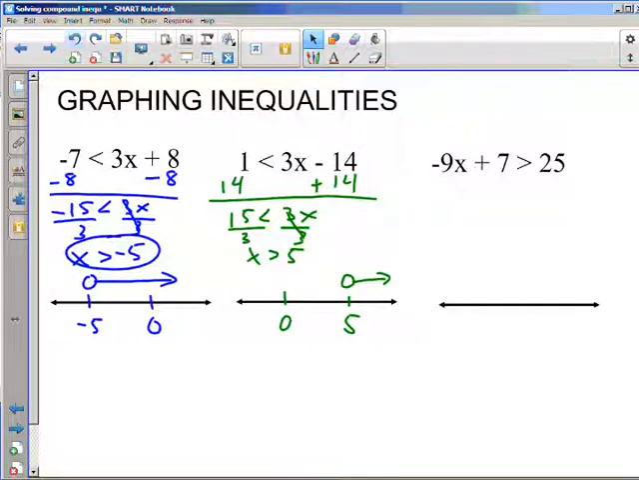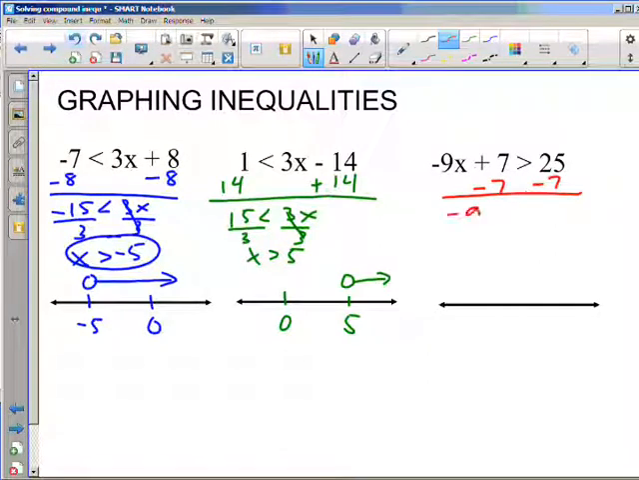This last one could be a little tricky just because of the negative. I point that out. Go ahead and get started and see how it goes. All right, subtract 7 from both sides.